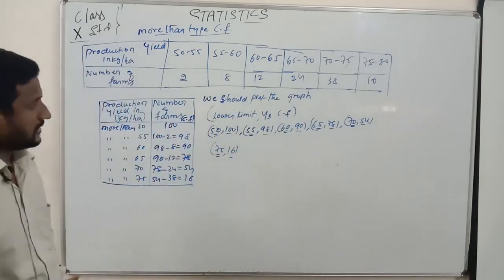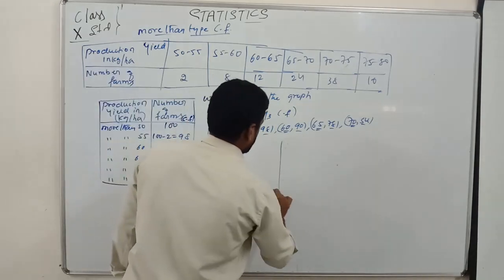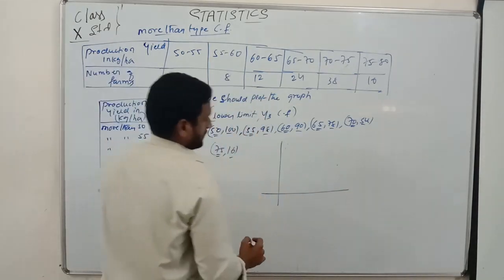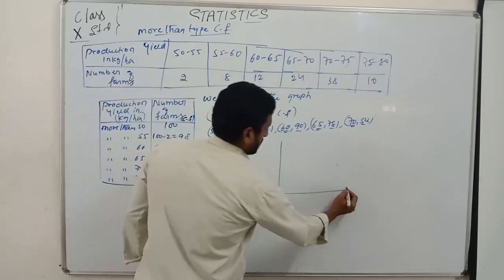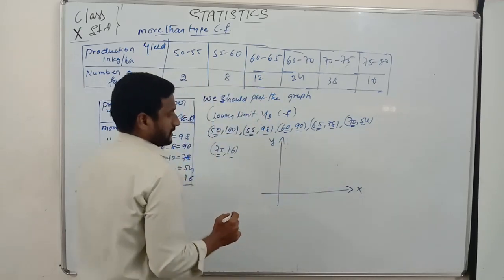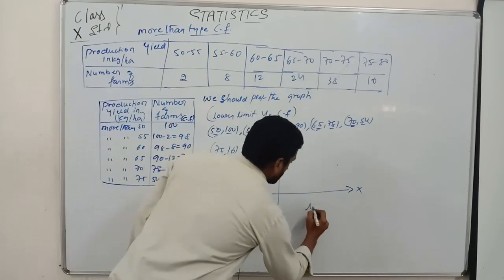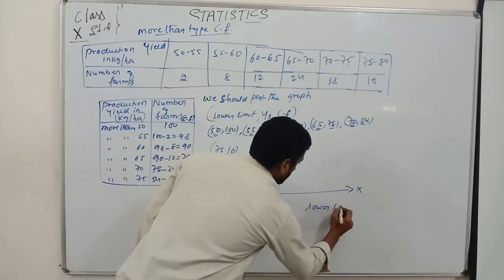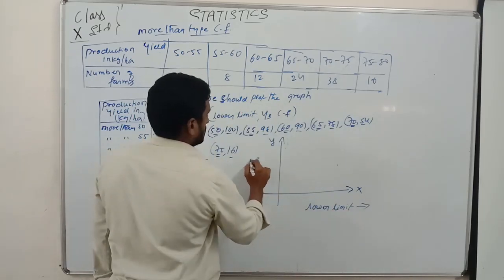So now you plot the graph. Take the y-axis and x-axis, which are perpendicular to each other. The horizontal line is the x-axis and the vertical line is the y-axis. Along the x-axis, you should take the lower limit.